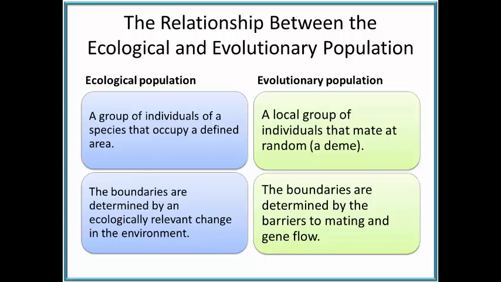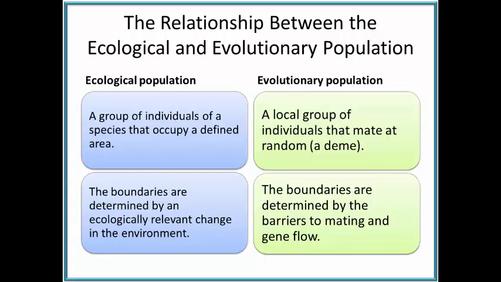Okay? When we talk about populations, there's really two kinds of populations, or two aspects of a population. One is the ecological population, which is a group of individuals of a species that occupy a defined area. That's the traditional way we think of a population. The boundaries will be determined by ecologically relevant changes in the environment, the edge of a pond, the edge of a forest as it gives way to a field. Those would be the boundaries, and that would define an ecological population.